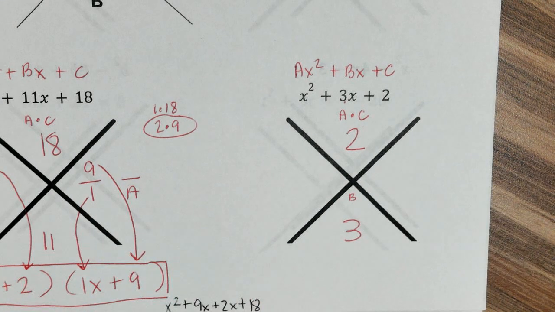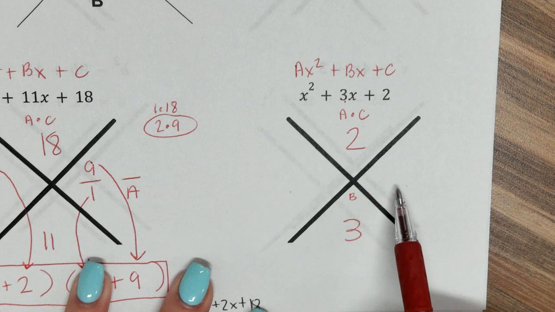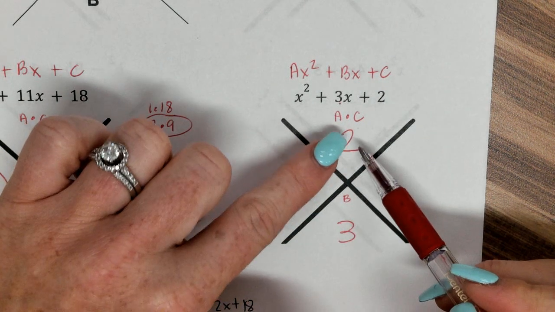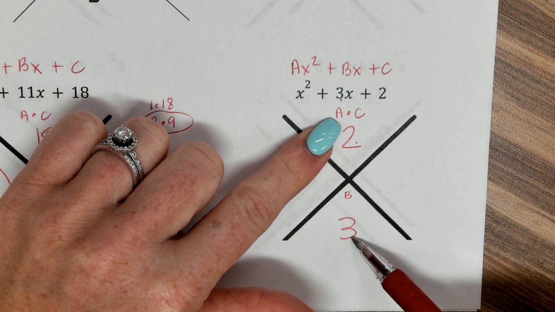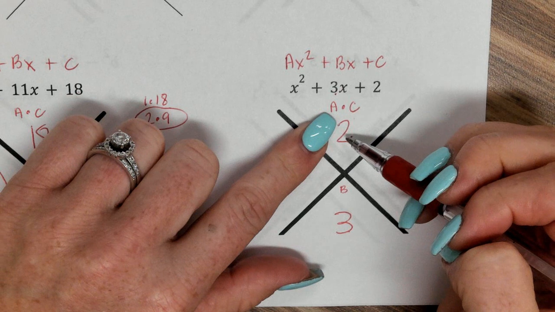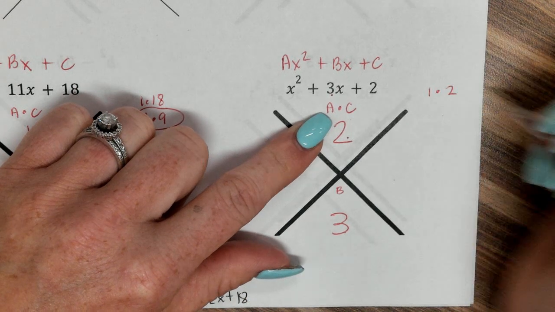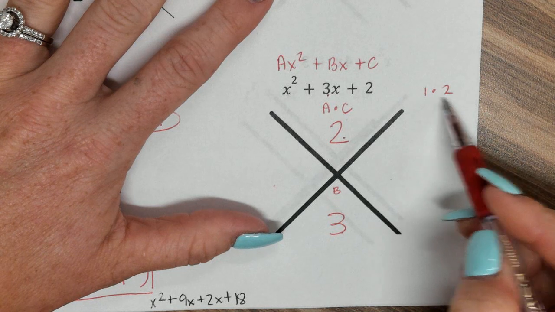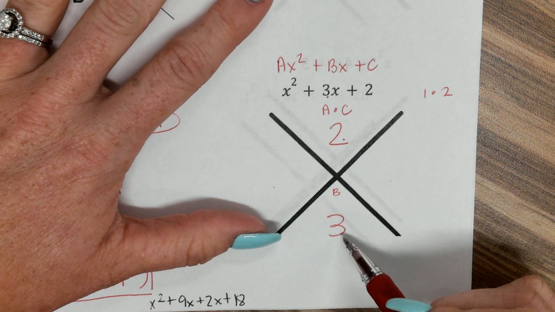The next part, how do I get these two numbers? I ask myself, what are the factors of 2 that add up to give me 3? So I just go through and write down the factors. What times what is 2? Well, 1 times 2 is 2. Do y'all agree? If I add these together, do they give me 3? Yes. Then that's my answer.